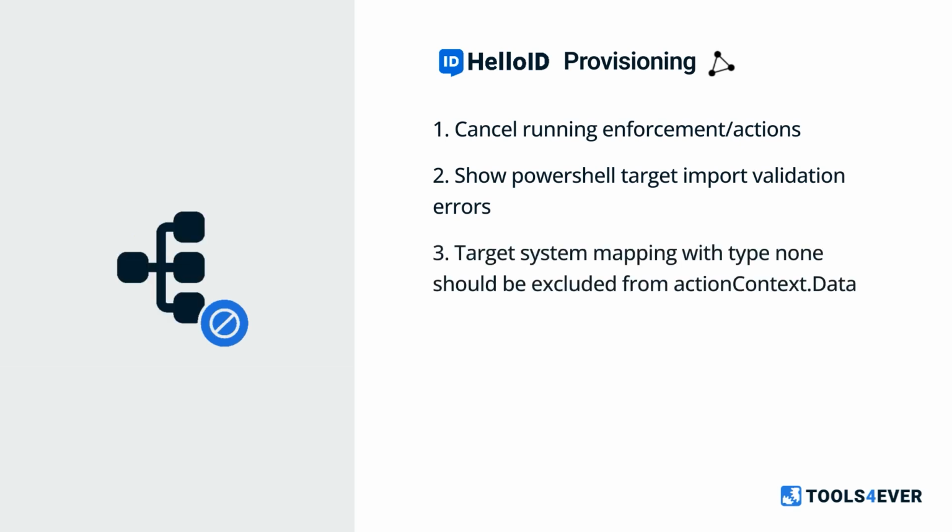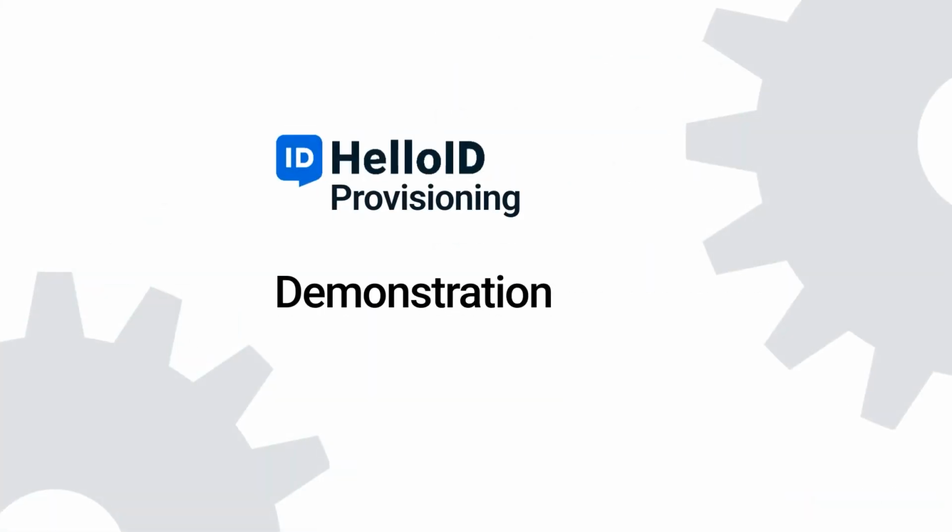The next feature will not be demonstrated in this video, but will be a part of this HelloID release. In case there is a mapped field configured as mapping type none, it will still be available in the output to be used in notifications, for example, but it will not be available in the actionContext.Data anymore. Let's dive in and explore the new features.